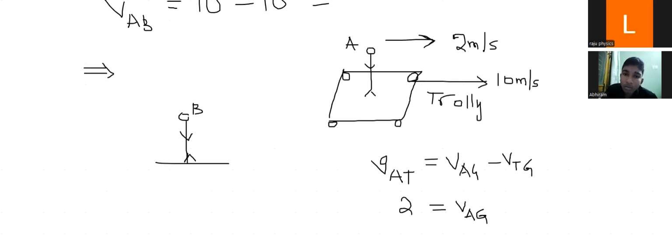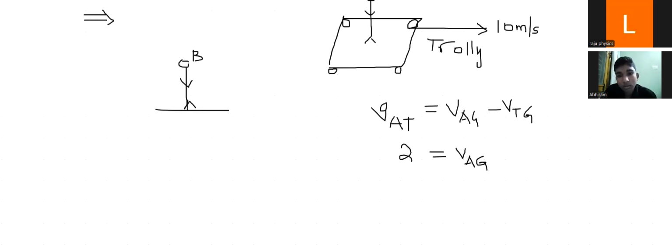So we don't know. Actually A was only sitting on the trolley. The trolley was moving, not relative to the ground, so A is not interacting with the ground. That's why you don't know the velocity of A with respect to the ground. But what is the velocity of the trolley with respect to the ground? 10. Yes, trolley with respect to the ground is 10.